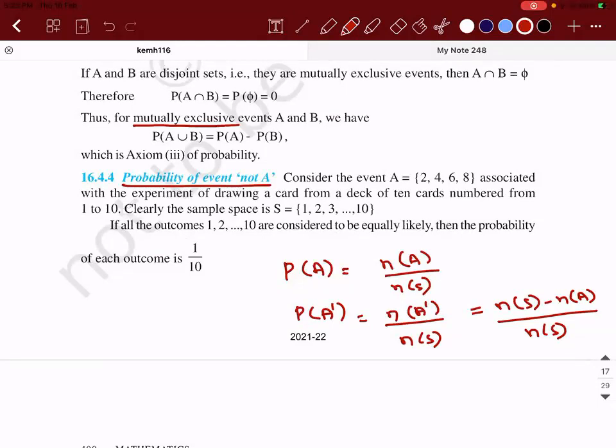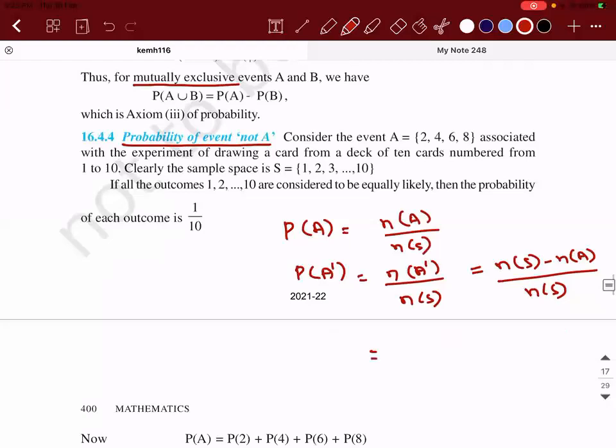So from the sample space, if you remove the number of elements in A, that will give you the number of elements in A complementary. So this will be equal to how much? 1 minus number of elements in A divided by the number of elements in S. That is 1 minus probability of A.